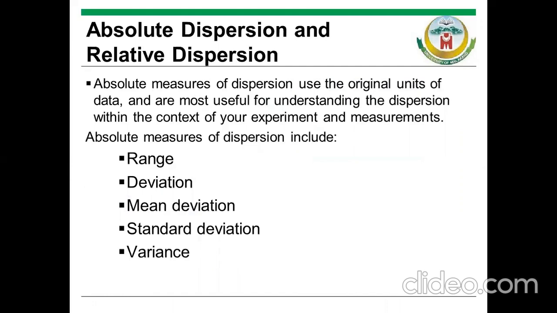Absolute measures of dispersion use the original units of data and are most useful for understanding the dispersion within the context of your experiment and measurements. Absolute measures of dispersion include range, deviation, mean deviation, standard deviation, and variance. We will discuss these in the coming few minutes.